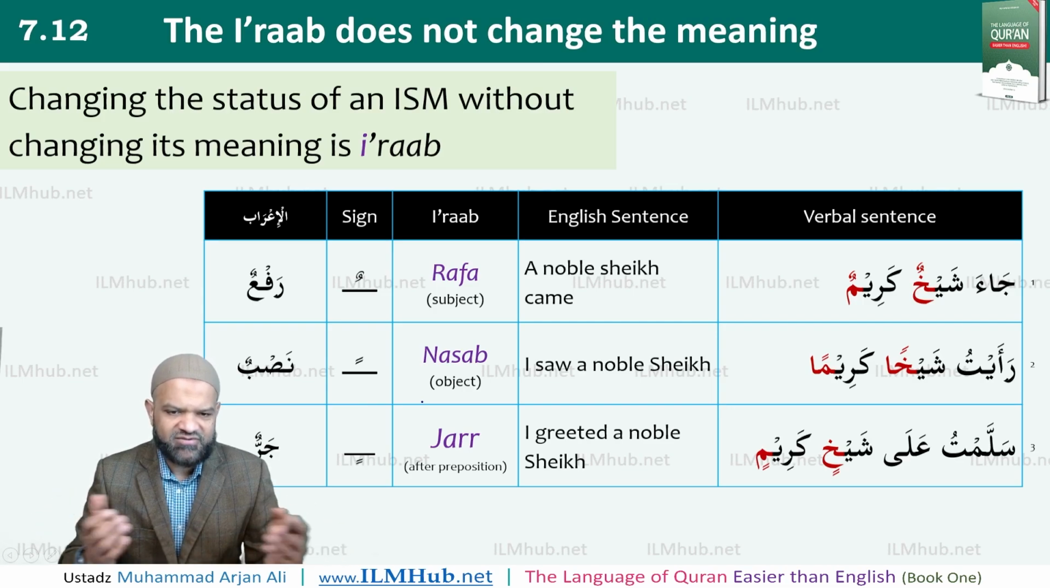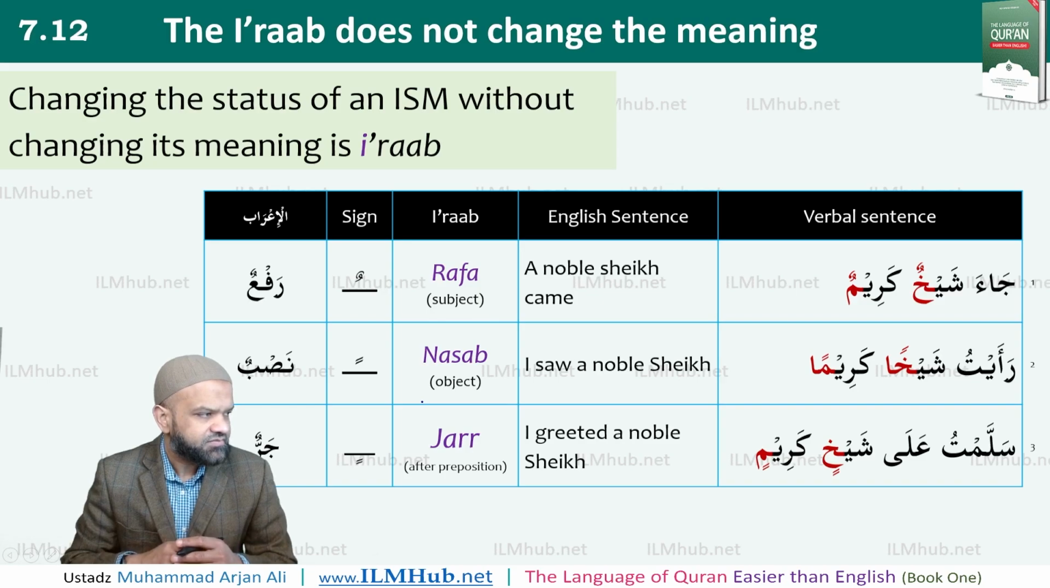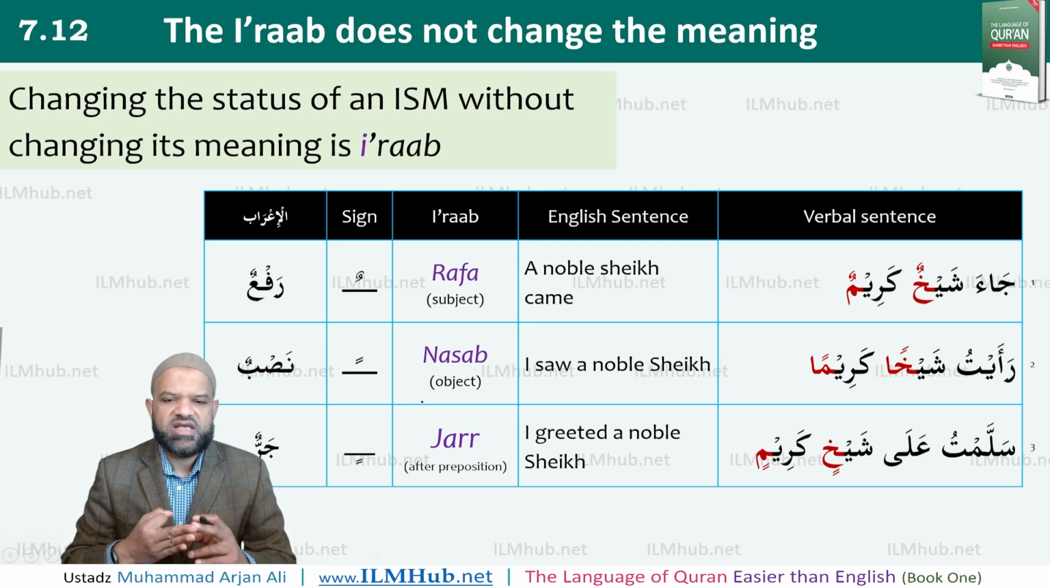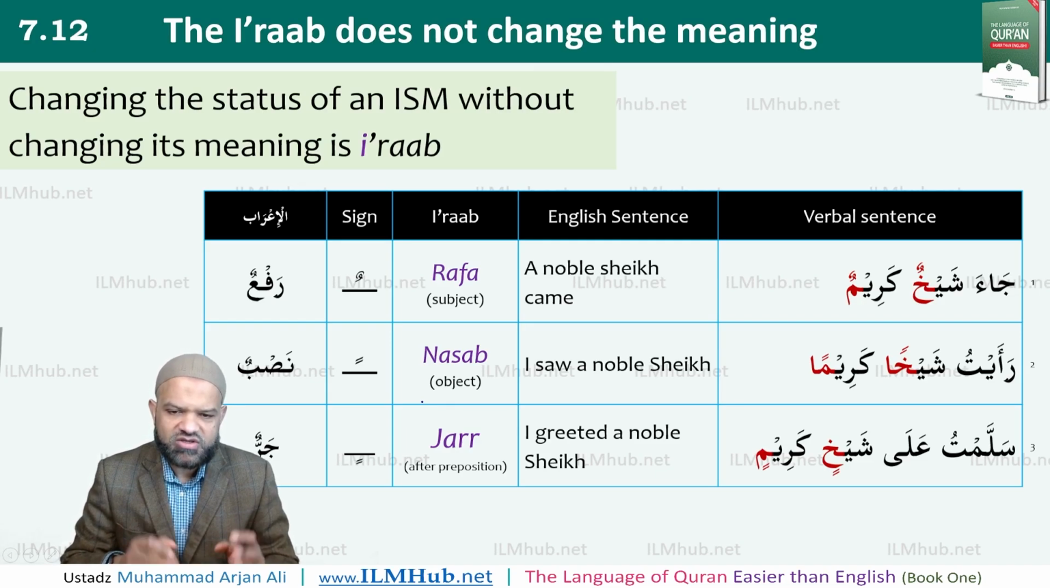Same thing. So I have here a descriptive phrase, which you can see. Ja'a shaykhun karimun. Ra'aytu shaykhan kariman. Sallamtu ala shaykhin karimin. A noble sheikh came. I saw a noble sheikh. I gave salam to a noble sheikh. In all circumstances, the words shaykh and karim are being translated the same. It is the context in which they appear that tells us the difference. And this is why the i'rab is so important. Otherwise, you will be lost. We will not be able to understand the text here.